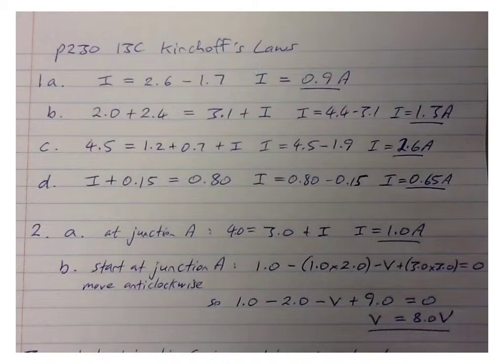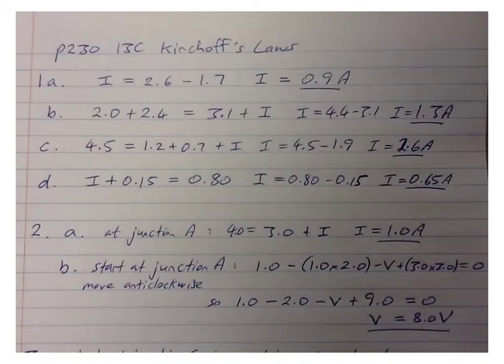Part B, use Kirchhoff's voltage law to calculate the voltage V. Now, looking at that diagram, they've given you a dotted loop circle indicating that you should perhaps go that way. It doesn't matter actually which way you go. We'll just follow their direction. Okay, so we're going to move anti-clockwise with that dotted green arrow. And we can start at junction A. Doesn't really matter where you start as long as you finish at the same spot.